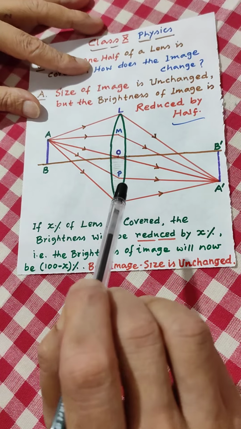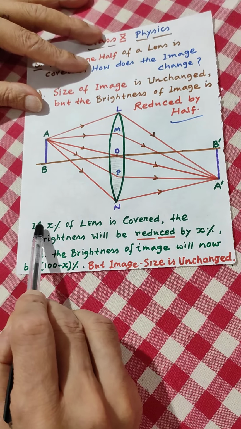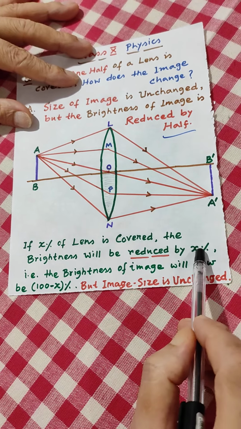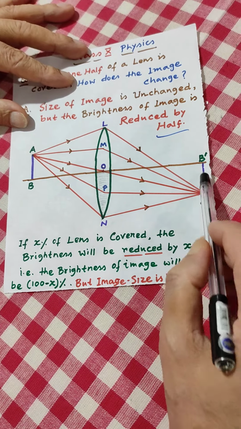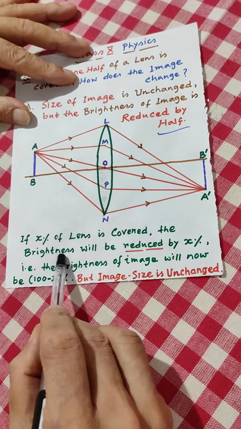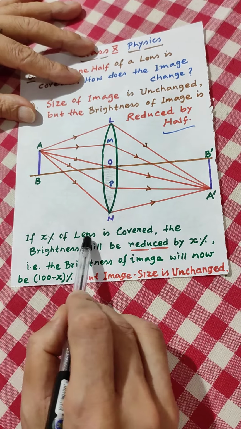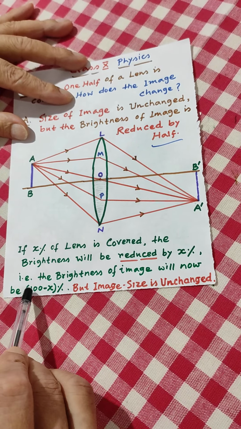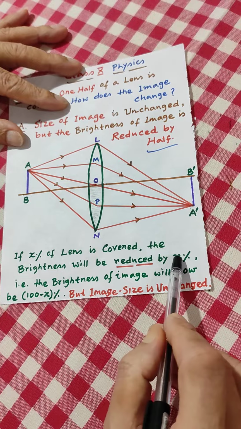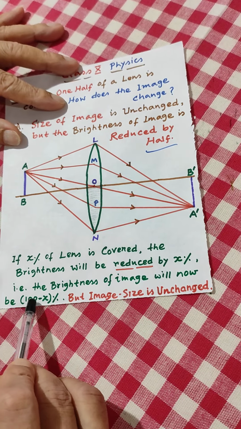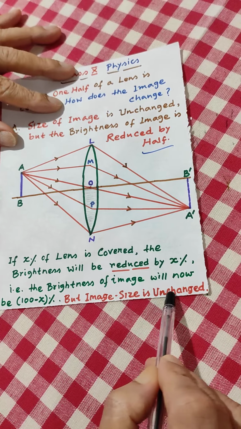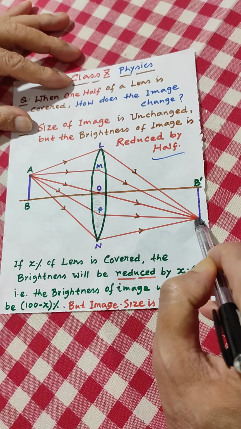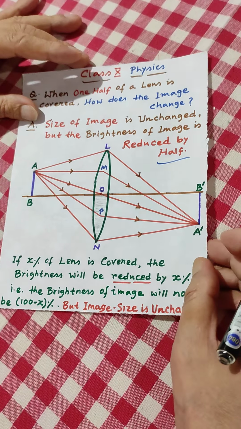So from here we come to a rule. The rule is like this: if X% of a lens is covered, then the brightness will be reduced by X%. The full image will be formed, no doubt. Always a full image will be formed. But the brightness will be reduced by X% if X% of the lens is covered. And therefore, brightness of the image will be how much? 100 minus X%. Because X% you have covered, therefore brightness will now be 100 minus X%. But the image size will be unchanged. That means always a full image will be formed. You follow? So this is the concept. Okay, thank you.